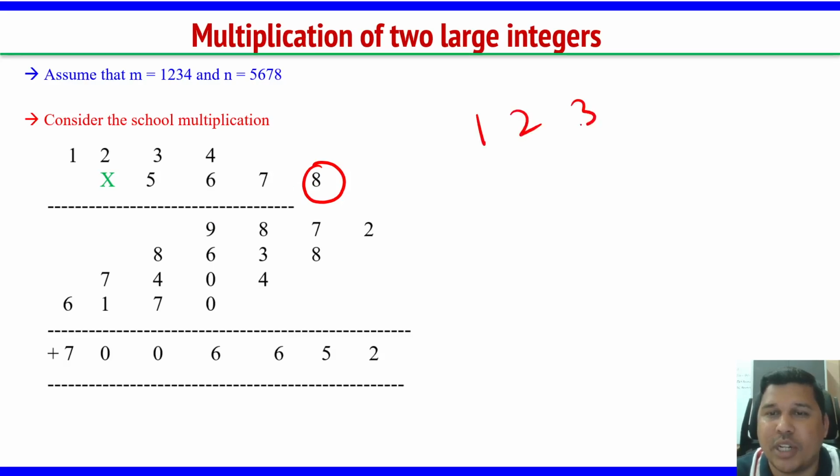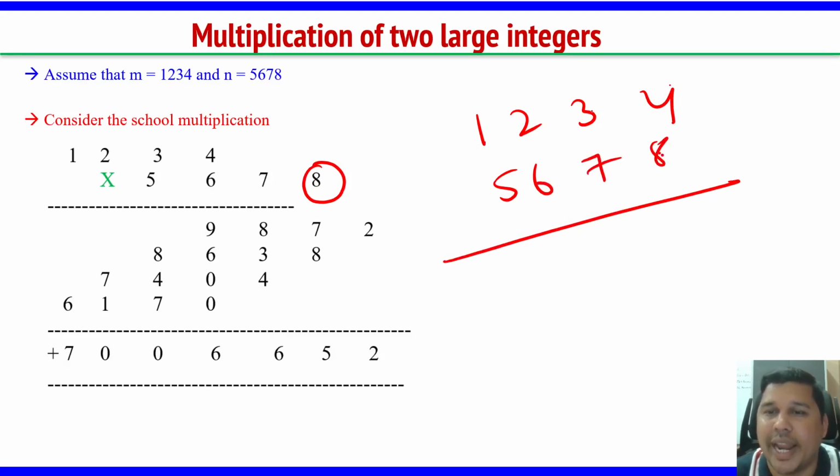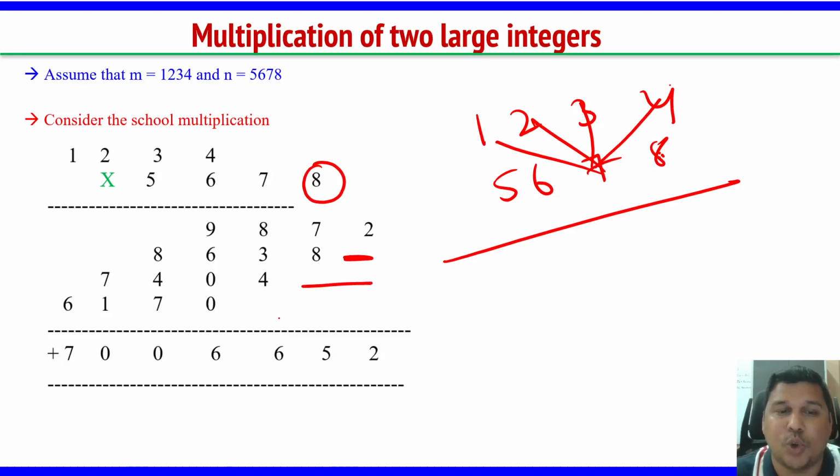When you are multiplying 1, 2, 3, 4 and 5, 6, 7, 8, you will multiply 8 into 4, 8 into 3, 8 into 2, 8 into 1. Same way 7 into 4, 7 into 3, 7 into 2, 7 into 1. Like this you will do, and then you will add everything here. See, unknowingly you were leaving one position here, two positions here, three positions here. Is it not?